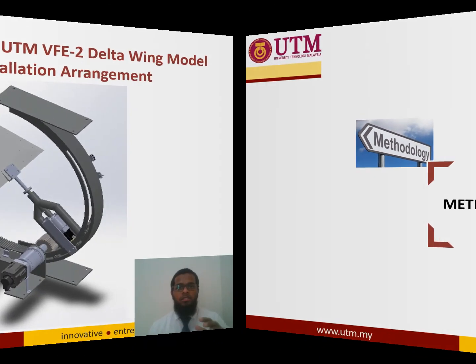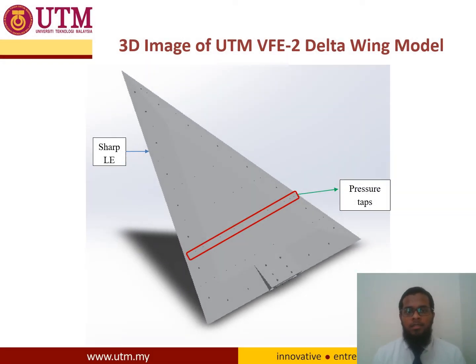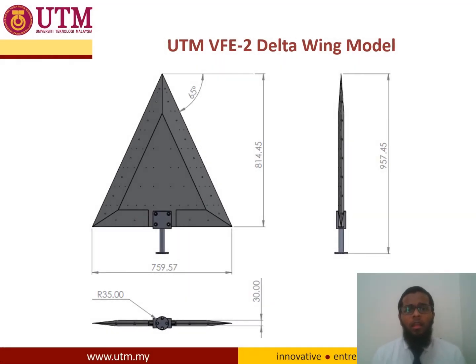As you see, this is the installation in the UTM wind tunnel of the VFE2 delta wing, sharp edge delta. These are the pressure tabs to measure the pressure, and this is the sharp leading edge. Here are the pressure tabs, here are the pressure tabs. These are the dimensions of the VFE2 leading edge.